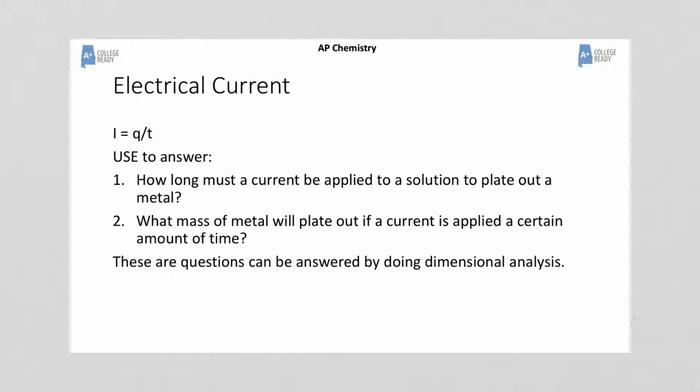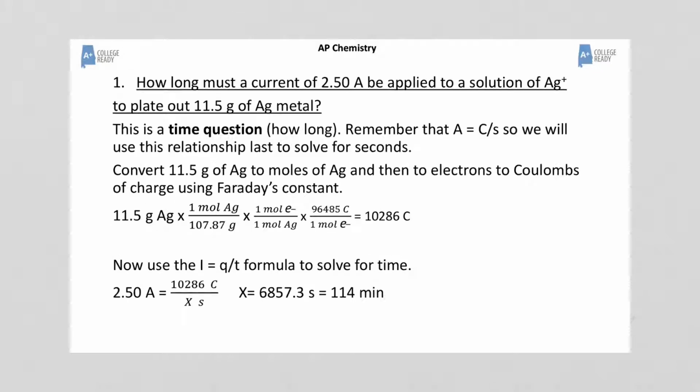Okay, so here are the questions that you could possibly be asked, some portion of these. How long must a current be applied to a solution to plate out a metal, or what mass of a metal will plate out if a current is applied at a certain amount for a certain amount of time? So we can do dimensional analysis to answer these. How long must a current of 2.5 amps be applied to a solution of silver ions to plate out 11.5 grams of silver metal?